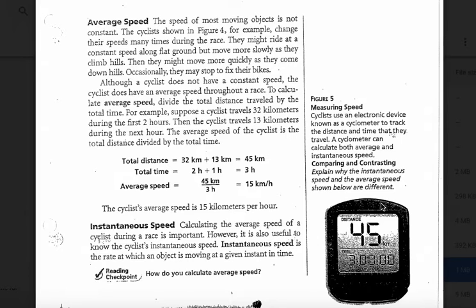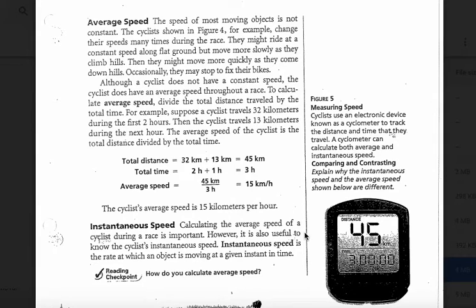To calculate average speed, divide the total distance traveled by the total time. For example, suppose the cyclist travels 32 kilometers during the first 2 hours. Then the cyclist travels 13 kilometers during the next hour. The average speed of the cyclist is the total distance divided by the total time. So you would add up those distances, 32 kilometers and 13 kilometers, which is 45. The total time is 3 hours, and then you would divide 45 by 3 to get 15 kilometers an hour. The cyclist's average speed is 15 kilometers per hour.